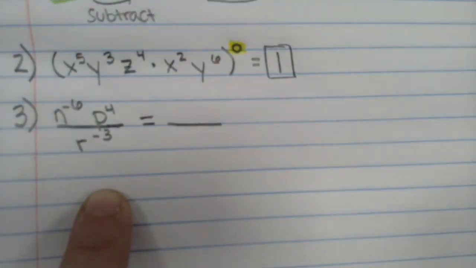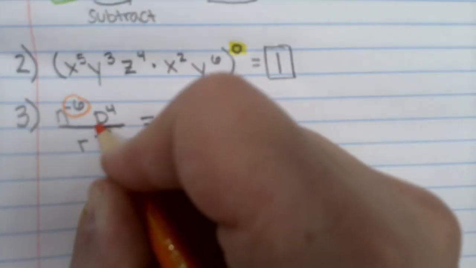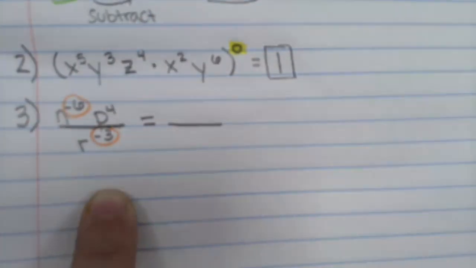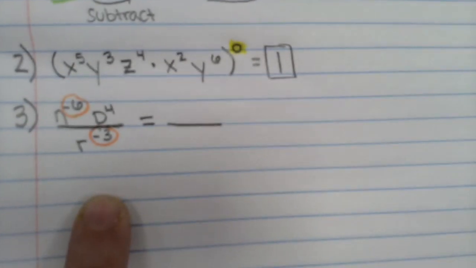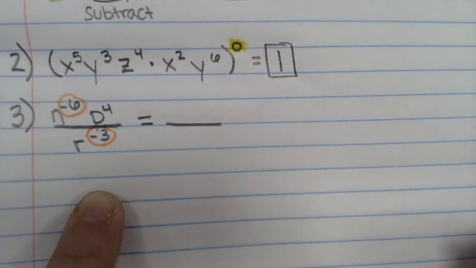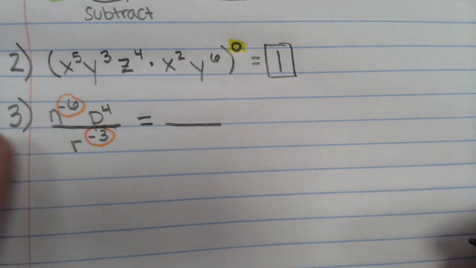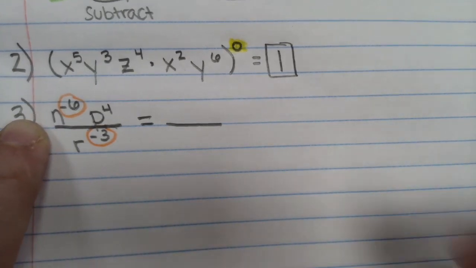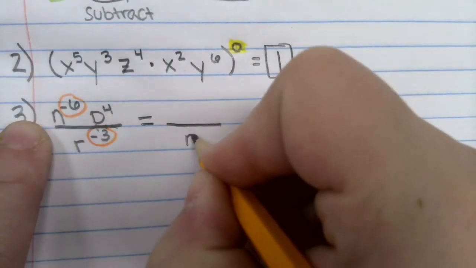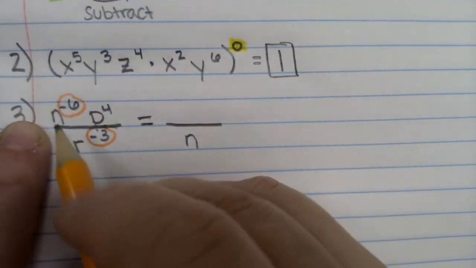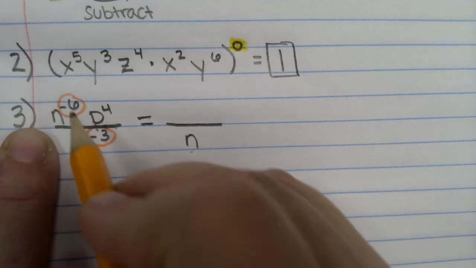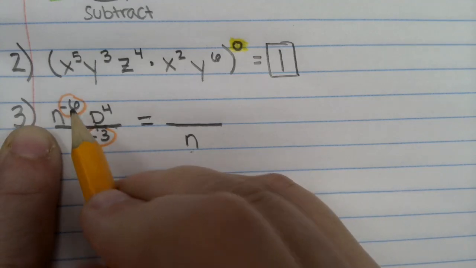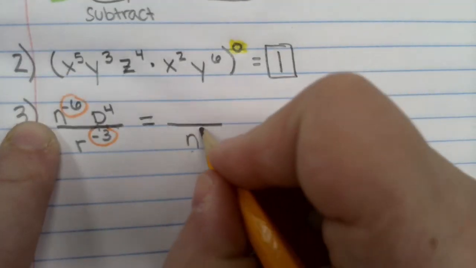So I'm going to take that n to the 6th power and that r to the negative 3rd power. Those need to flip. So where should n to the 6th power go? Should it stay on top or move to the bottom? Bottom. And when it moves to the bottom, that negative 6 is a positive 6. Good.